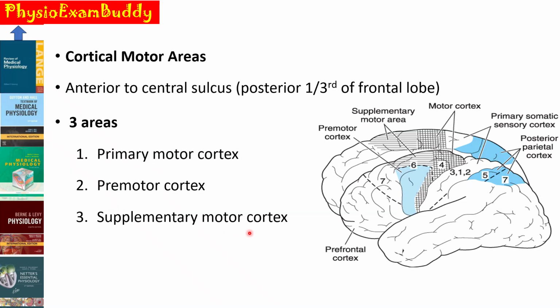Before going to study about the pyramidal tract, we should have a small idea about what are the cortical motor areas in the brain. These motor areas are mainly located anterior to the central sulcus, that is in the posterior 1/3 of the frontal lobe. And in the human brain, there are three areas which are connected with the motor activity. The first one is the primary motor cortex, second one is the premotor cortex, and the third one is the supplementary motor cortex.